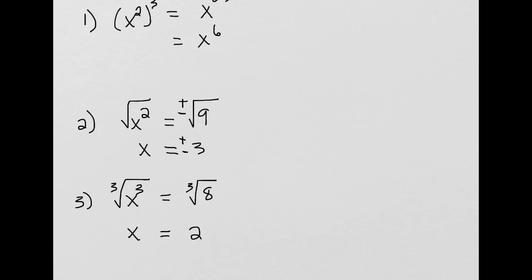Now the question becomes, did I catch all my solutions? In other words, is negative 2 also a solution? Well, the answer here is I did catch all my solutions. Why? Well, when I take a negative 2 and I raise it to an odd power, like 3, I end up with a negative number. And since that's clearly not equal to 8 in my original equation, I know that negative 2 is not a solution. So the only solution to number 3 is x equals 2.